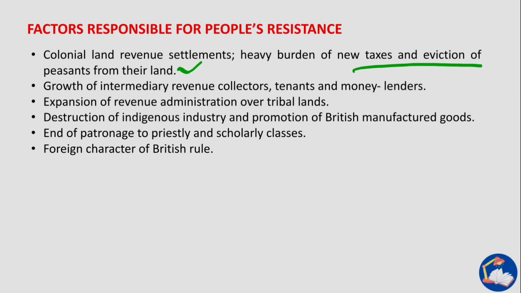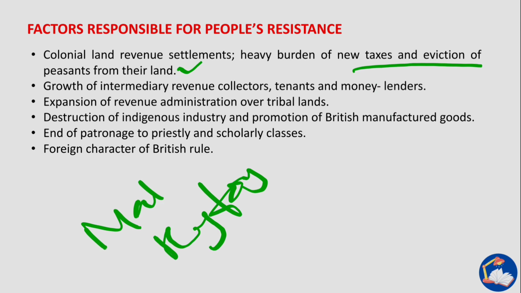Okay, we know that there were mainly three types of revenue systems. Mahalwari was there, Raitwari was there, and Zamindari systems were there in three different parts of the country. These revenue systems actually put a big toll on the people, and this was one of the factors responsible for the people's resistance.